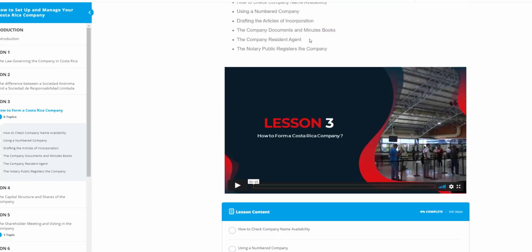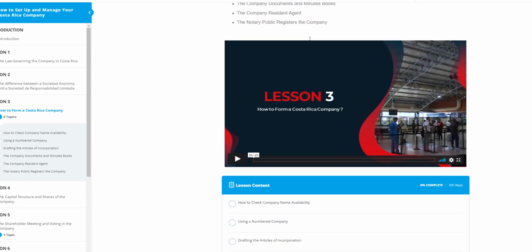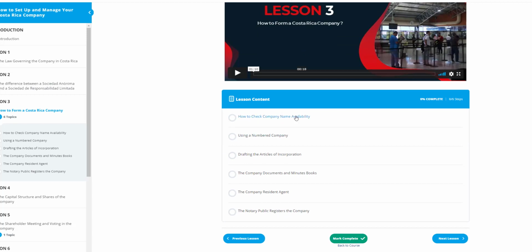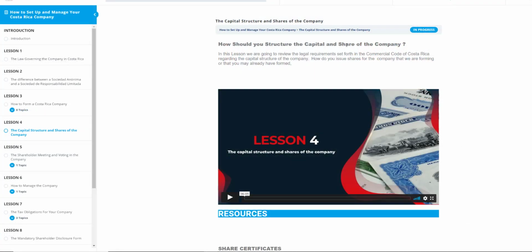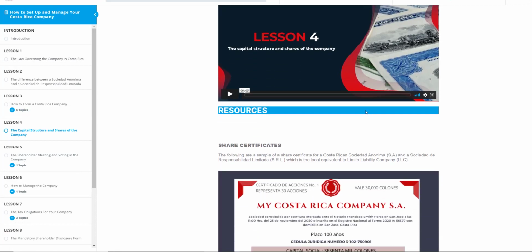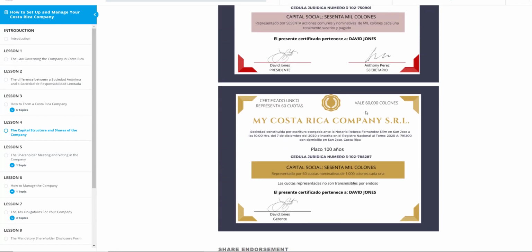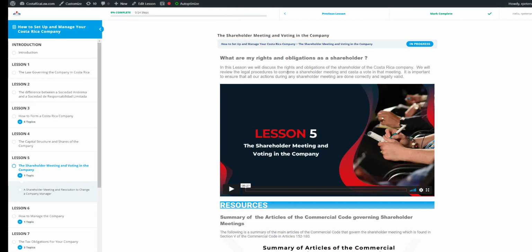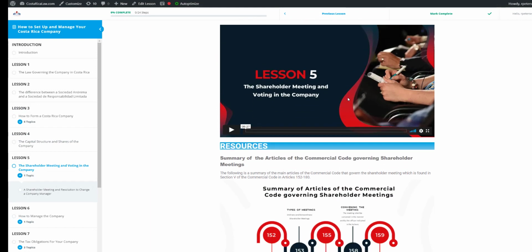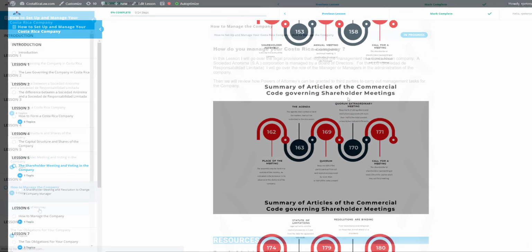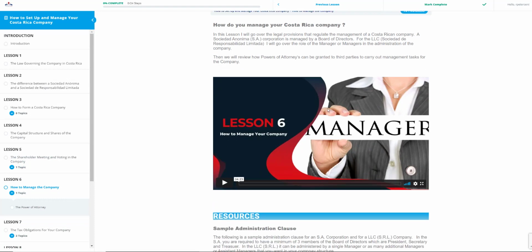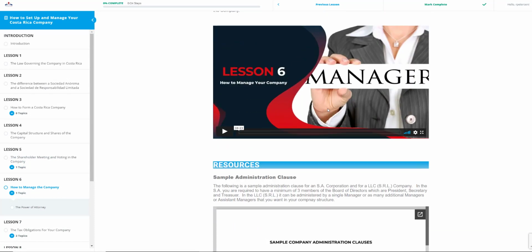And then we have several subsections here, which is how to check the name, using a numbered company, drafting articles of incorporation, the company documents and minutes books, resident agent, and how the notary public registers your company. So lesson 4 is all about the capital structure of the company and how you issue shares for your company. Lesson 5 is all about shareholder rights and obligations and how do you convene shareholder meetings. Lesson 6 is all about managing your company and dealing with powers of attorney.